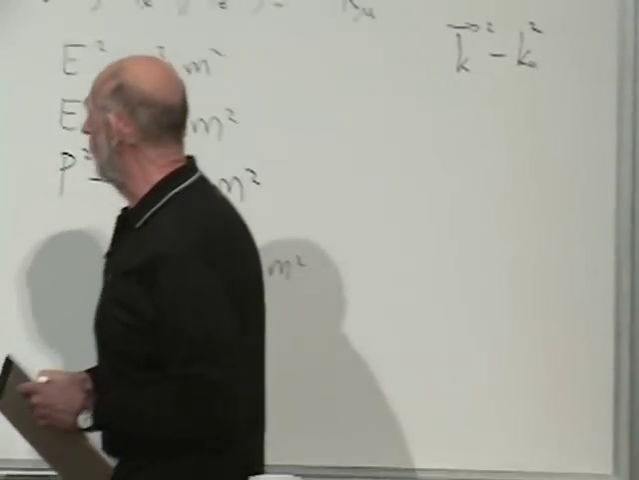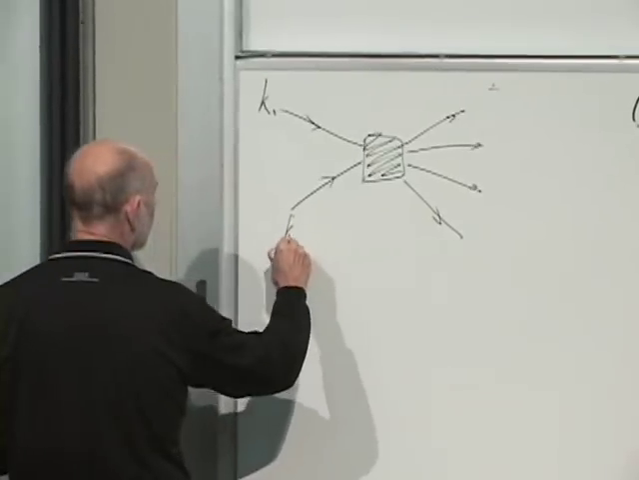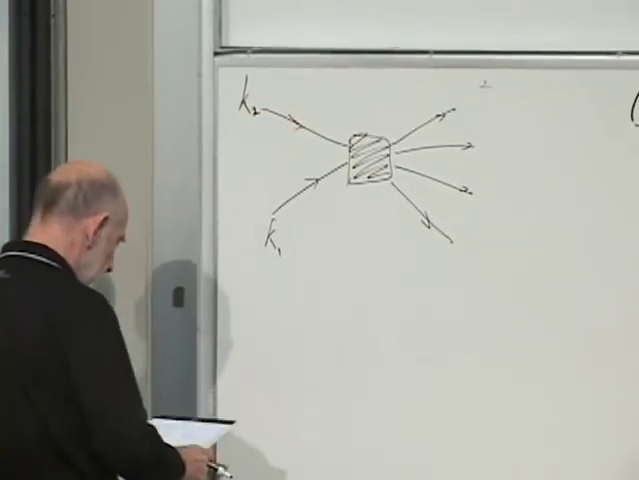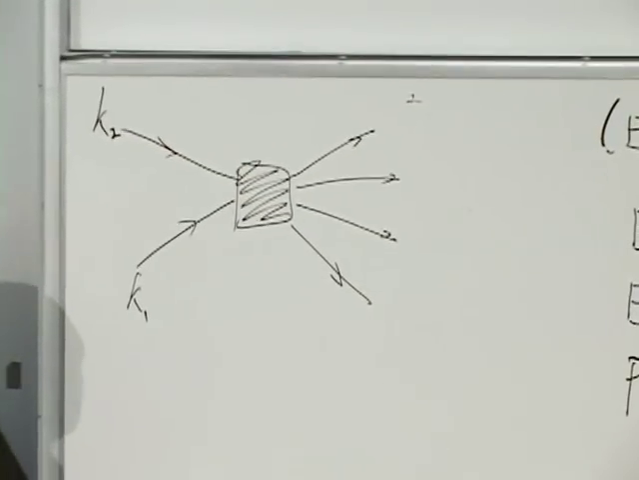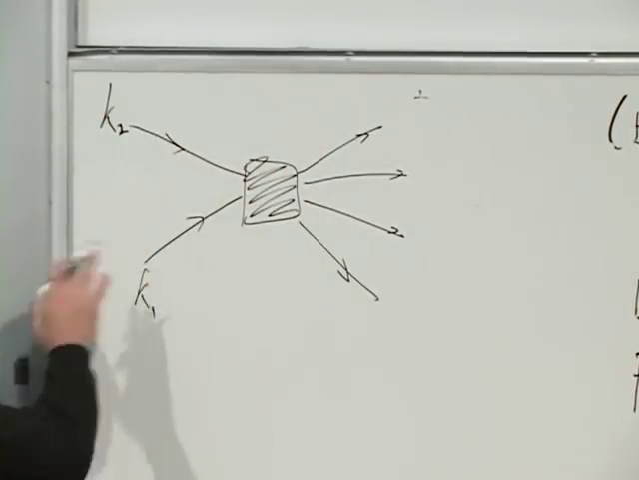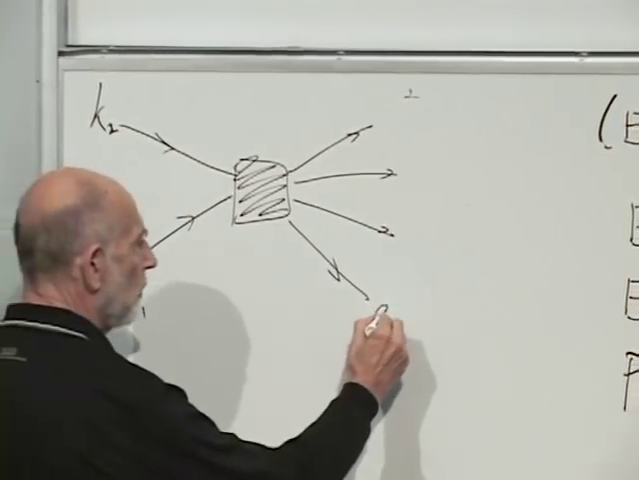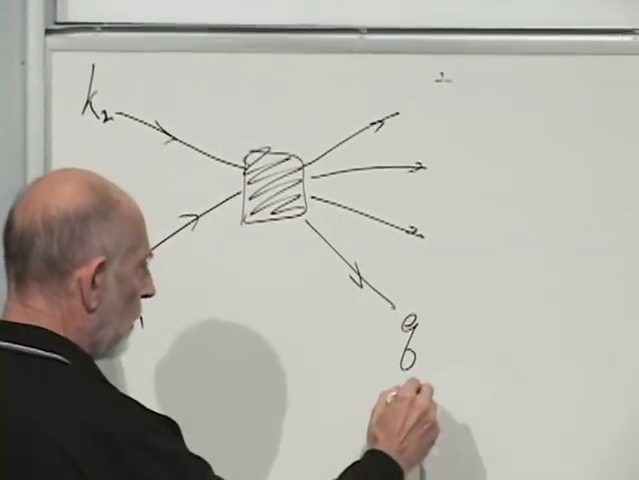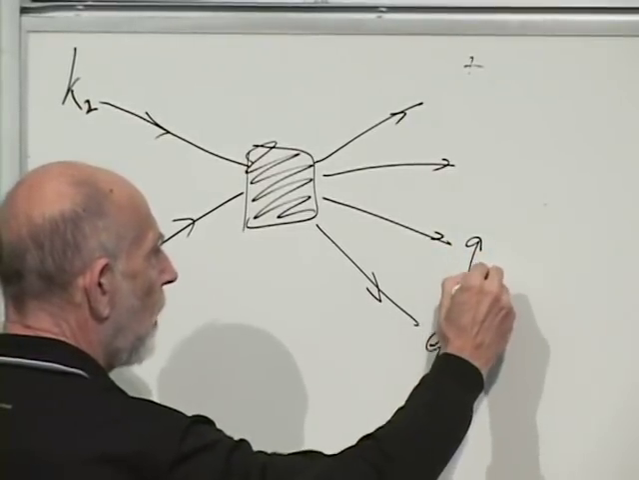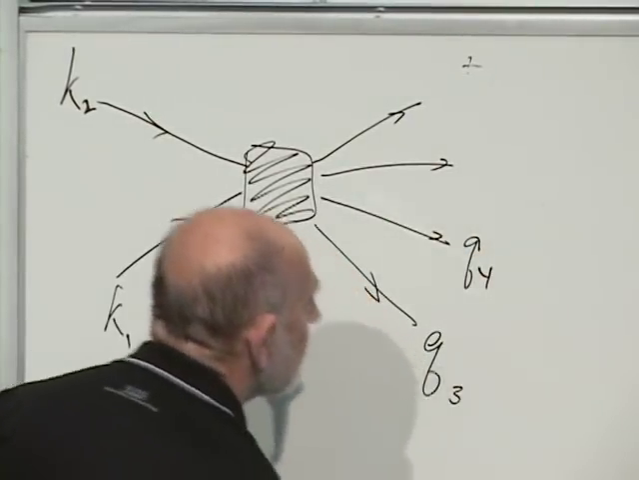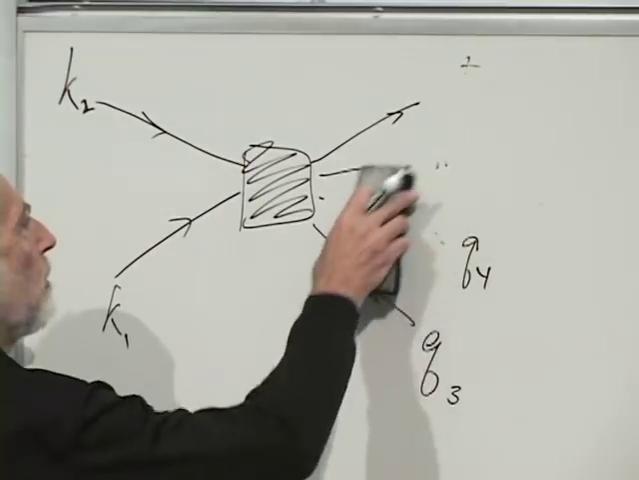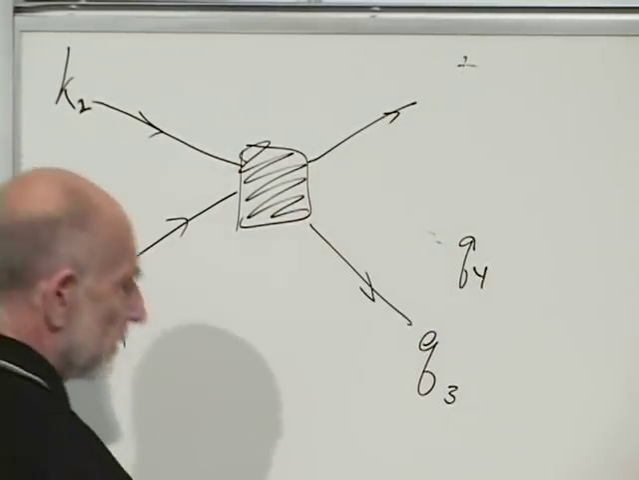I'll call this one K1, this one K2, and the incoming momenta K. I'm going to call the outgoing momenta Q. These are also four momenta. I'll call them Q3, Q4, and so on. Let's take the very simple case in which two particles go to two particles.